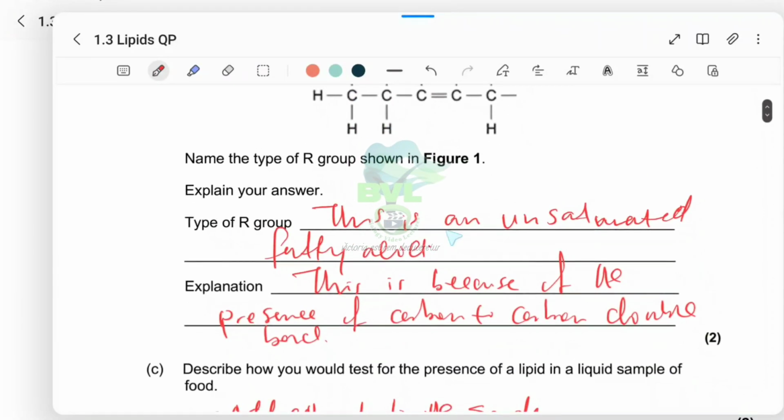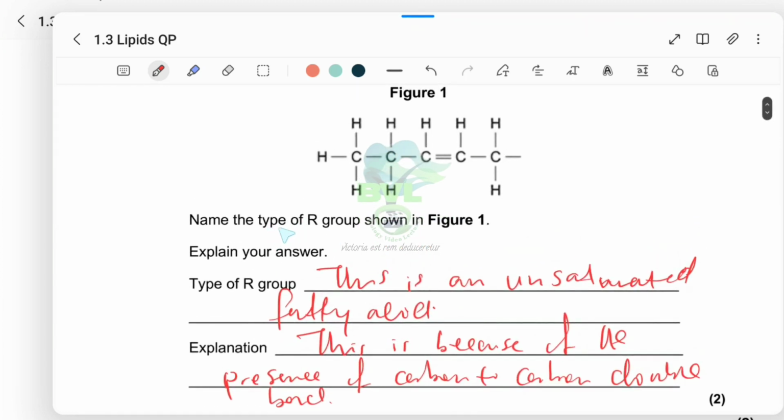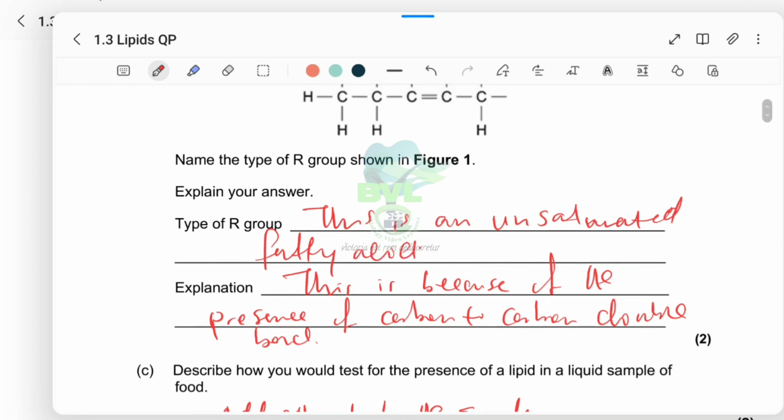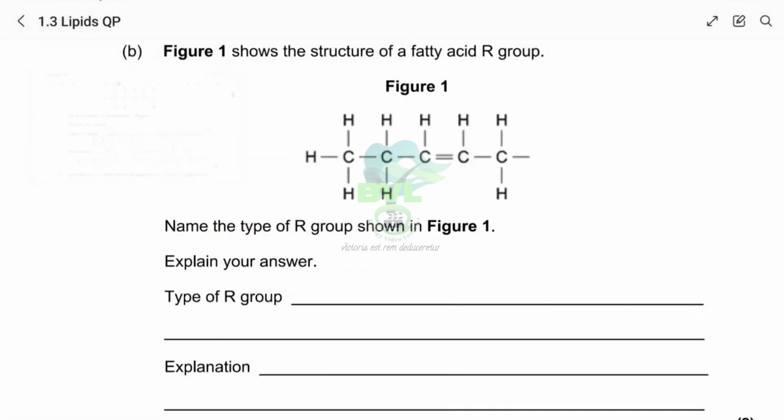So this is an unsaturated fatty acid. You remember I said the type: because it's unsaturated, it doesn't have as much hydrogen, so it's not fully occupied. That's what unsaturated means, and that's why I have a double bond here. This is because of the presence of a carbon to carbon double bond. AQA specifically demands that you mention carbon to carbon double bond when you're describing anything unsaturated. This is very important. Okay, moving on.